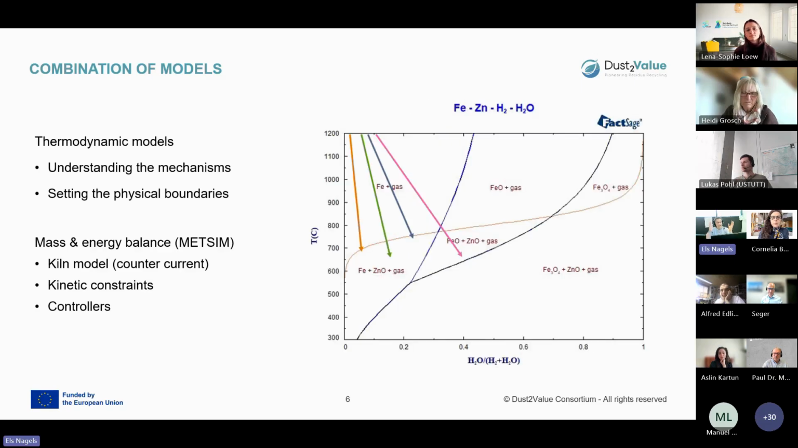Then we combine everything together, and we can go back to our thermodynamics and plot on this diagram what the expected route of the material is. And from this, we can start reasoning together with the engineering how we need to tune the process so that all puzzle pieces fall together.